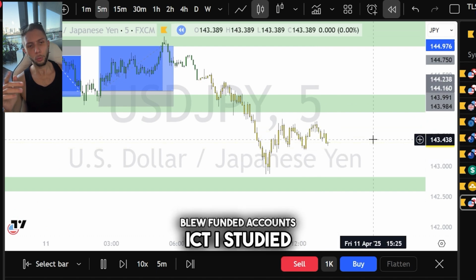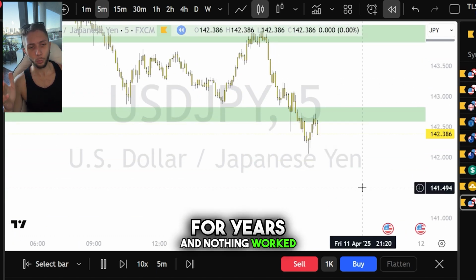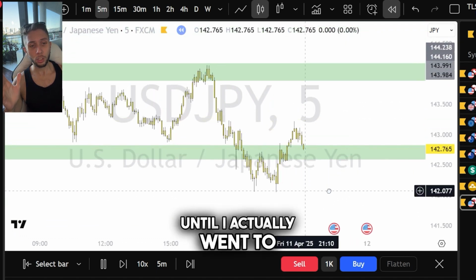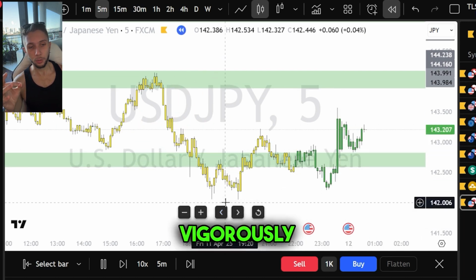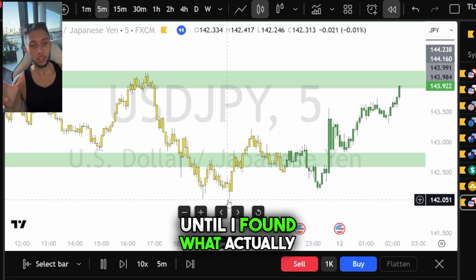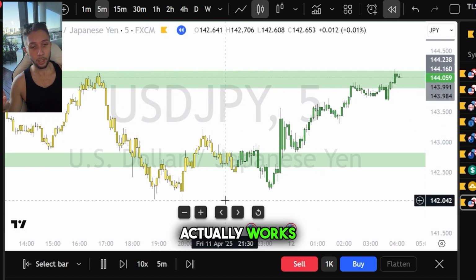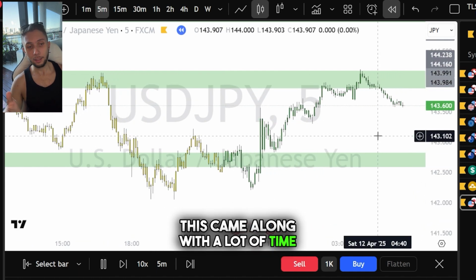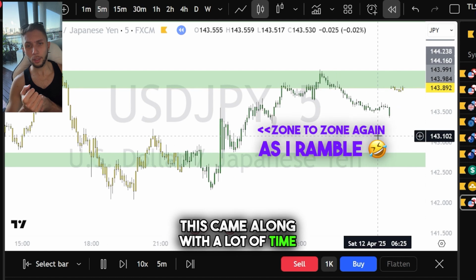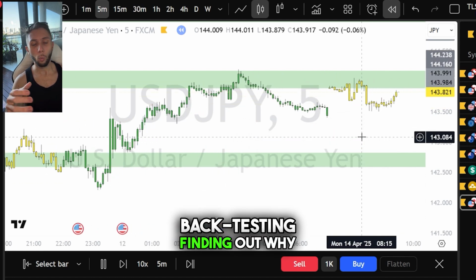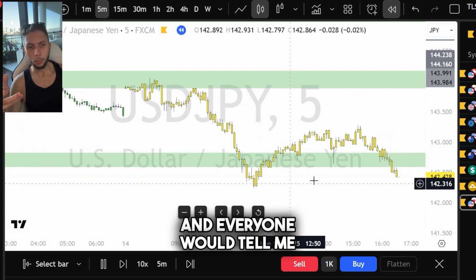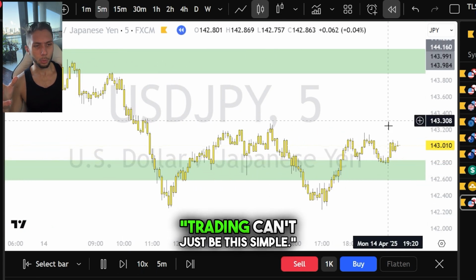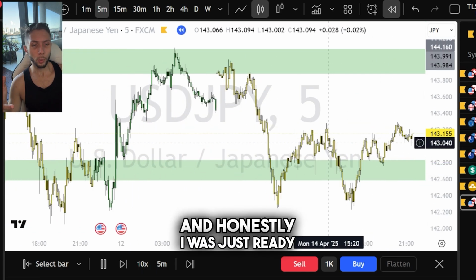And I've been there. I blew funded accounts, I studied ICT for years, and nothing worked until I actually went to the charts and I backtested vigorously until I found what actually works. And this is what actually works. This came along with a lot of time backtesting, finding out why zones don't work. I just couldn't take no for an answer. And everyone would tell me, trading can't just be this simple. And honestly, I was just ready to prove them wrong.